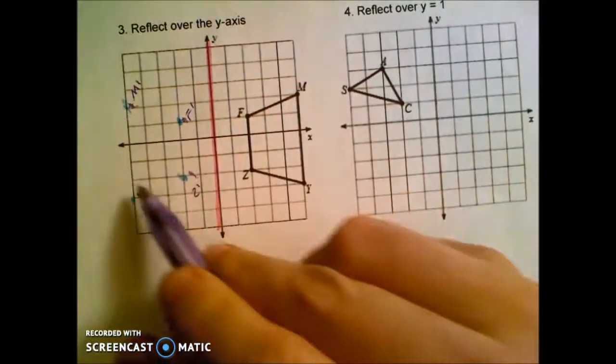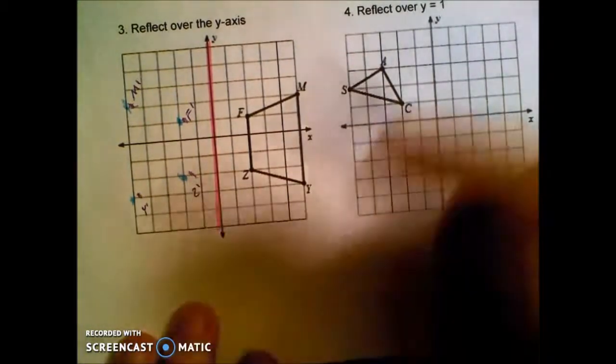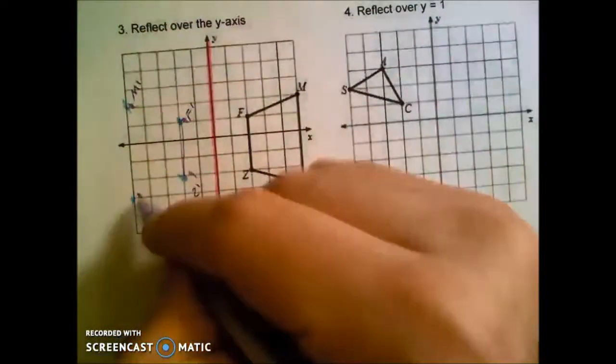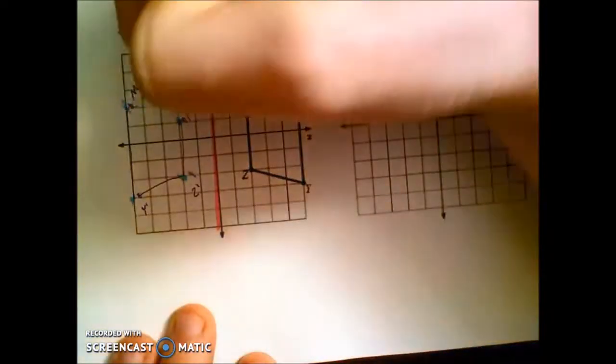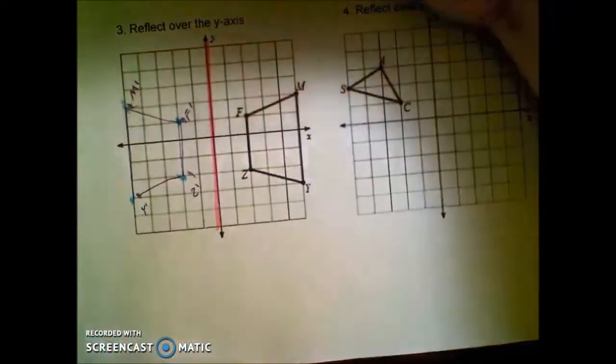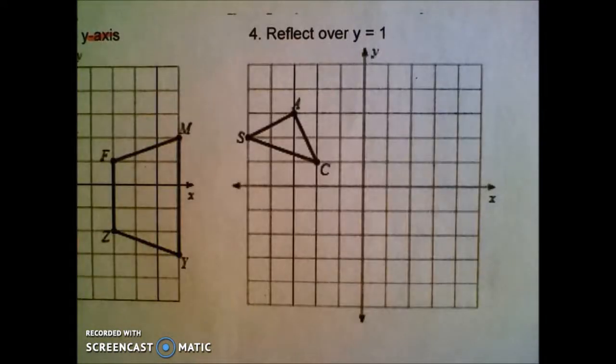Now, if you notice, there's 2 sets of markings here because I tried this once before and I was off by a little bit. See? So doing it this way is not as accurate as using the transfer paper or simply counting like we did before. But it's a nice trick you can use to visualize what's going on in a reflection and may help you a little bit. What about number 4, where they ask us to reflect over y equals 1?